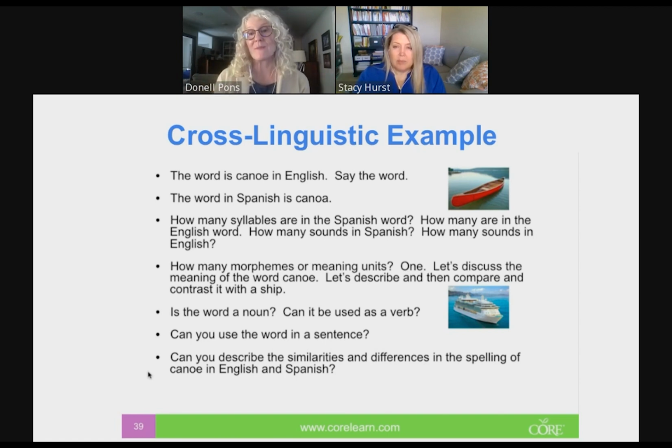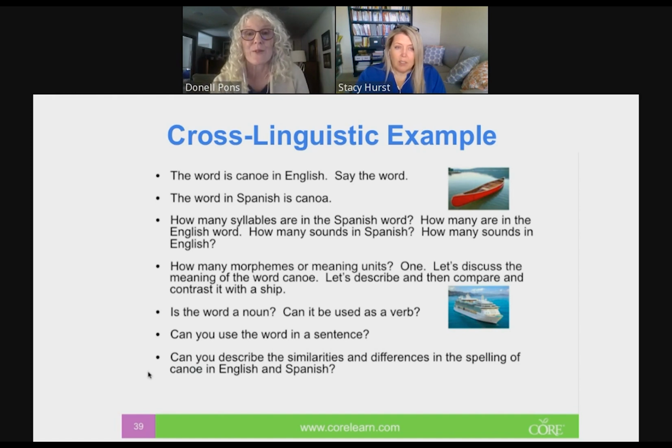How many sounds in Spanish? How many sounds in English? And then how many morphemes or meaning units? Notice how we started with the sounds, just like Stacy did earlier as well, taking us through that, kind of familiarizing with the word. How many morphemes or meaning units? There's 1. Let's discuss the meaning of the word canoe. Let's describe and then compare and contrast it with a ship. So like Stacy has done with what it is and is not.